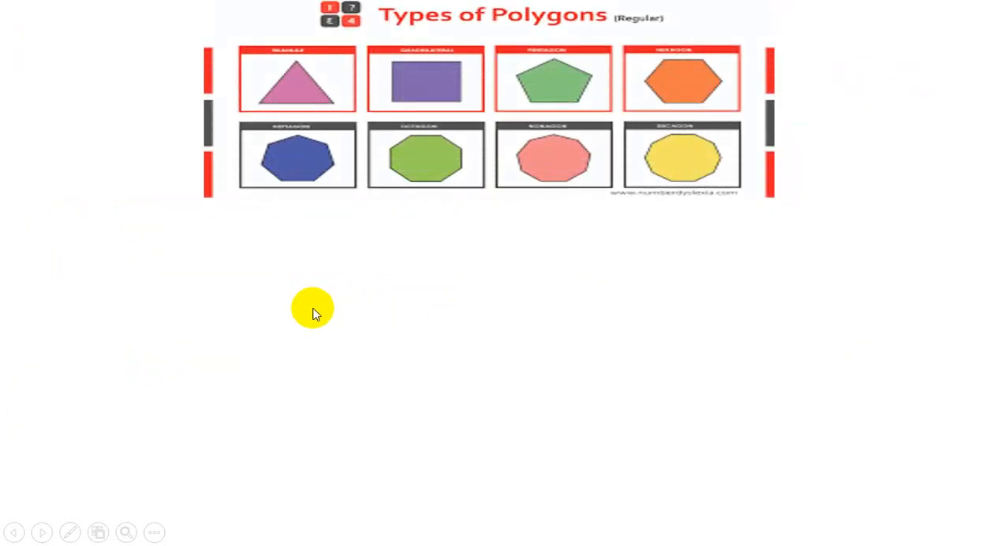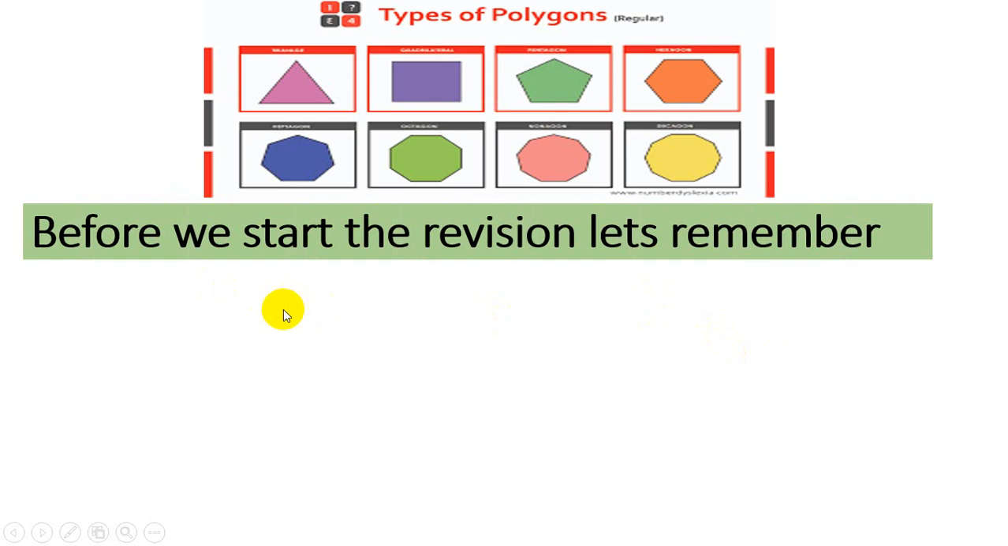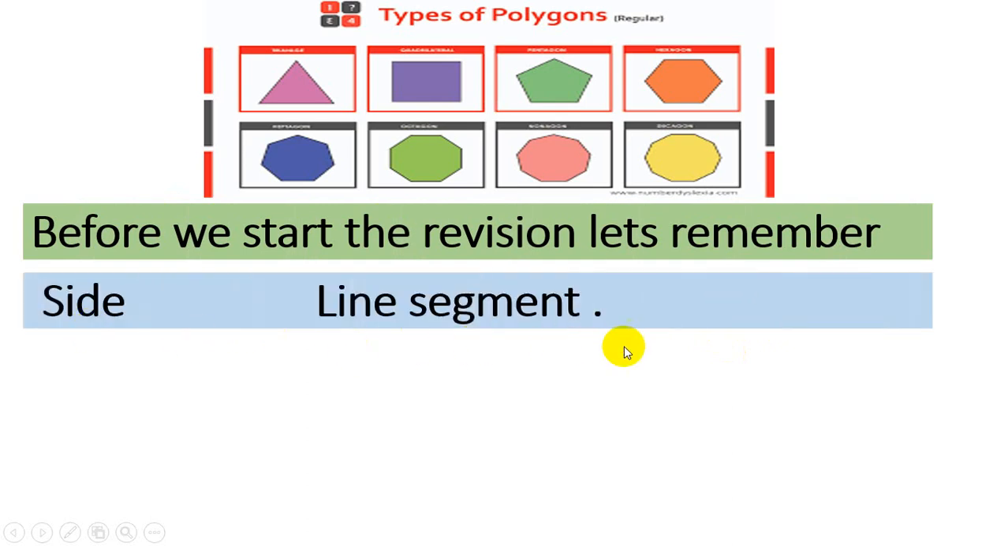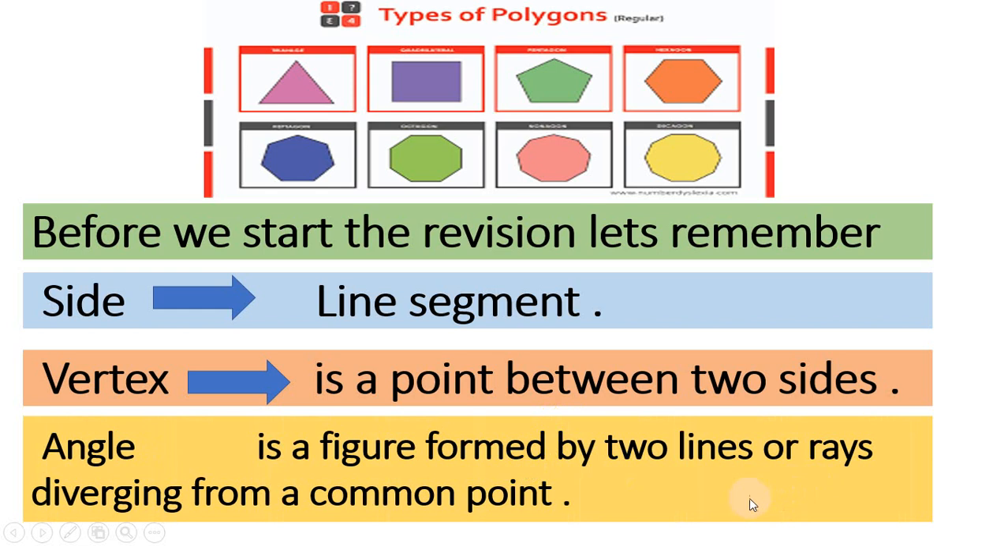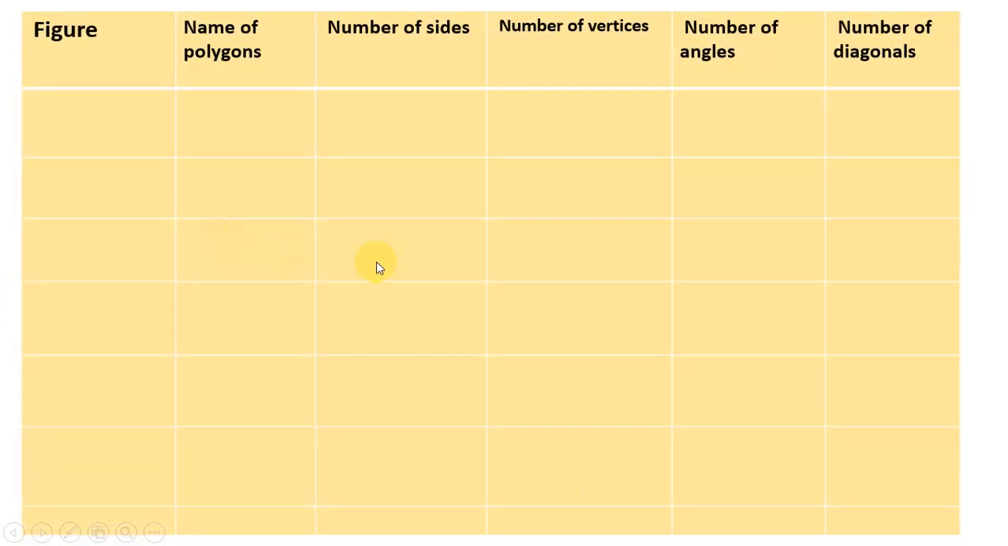Here we have types of polygons. Let's remember the types of polygon. Before we start revision, let's remember the meaning of side: it means a line segment. The meaning of vertex: it means a point between 2 sides. And the angle: it means a figure formed by 2 lines or rays from a common point. Yes. And now let's remember some types of polygon.